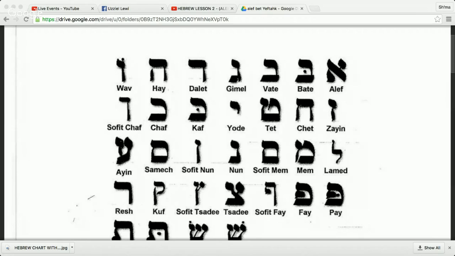The next letter is Lamed. The next letter is Mem. The next letter is Mem Sofit. The next letter is Nun. The next letter is Nun Sofit. The next letter is Samech. The next letter is Ayin. The next letter is Pei. The next letter is Fei. The next letter is Fei Sofit. The next letter is Tsade. The next letter is Tsade Sofit.